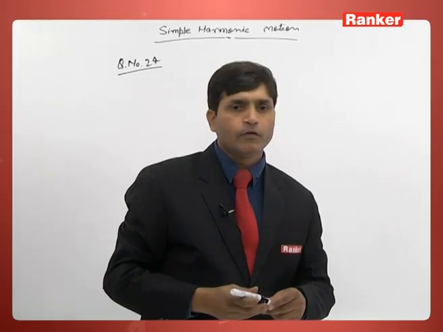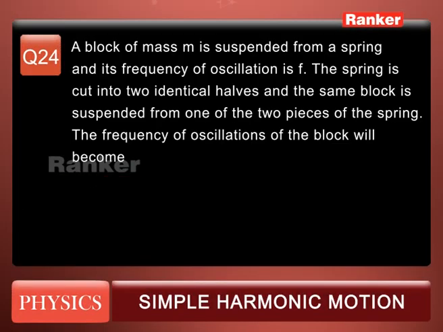Question number 24. A block of mass m is suspended from a spring and its frequency of oscillation is f. The spring is cut into two identical halves and the same block is suspended from one of the two pieces of the spring. The frequency of oscillation of the block will become: the first option is 2f, second option f by 2, third is f, fourth is root 2 f.